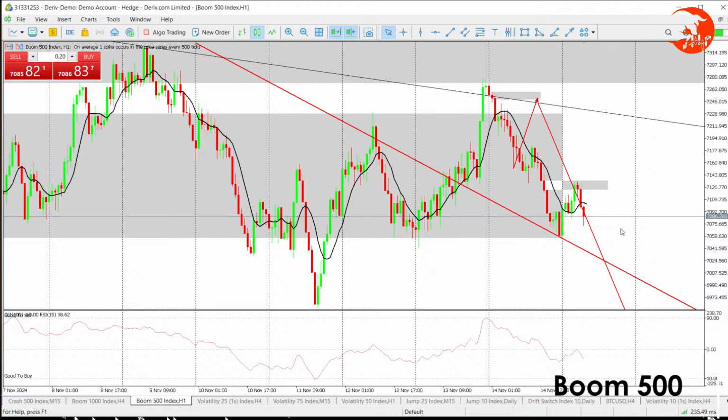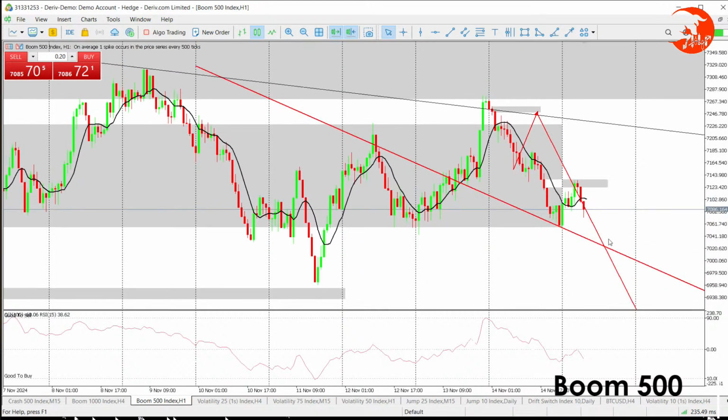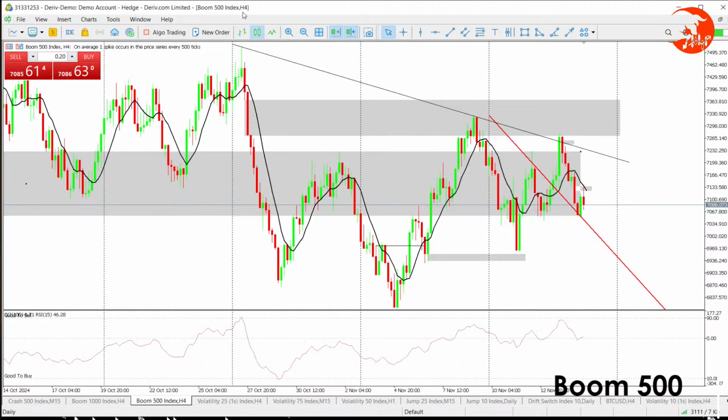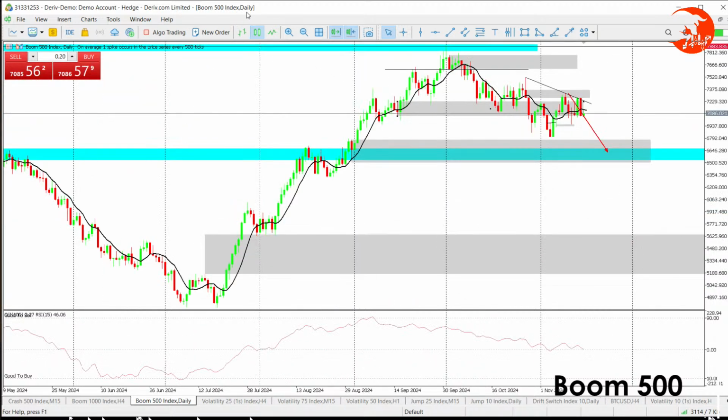Now, according to H1, we still have sales ongoing. I can delete this, delete that. I don't know what this is. I can delete this too. It's no longer needed. Even this I can delete. And now I remain with my clean chart. I'm looking at price coming this way.